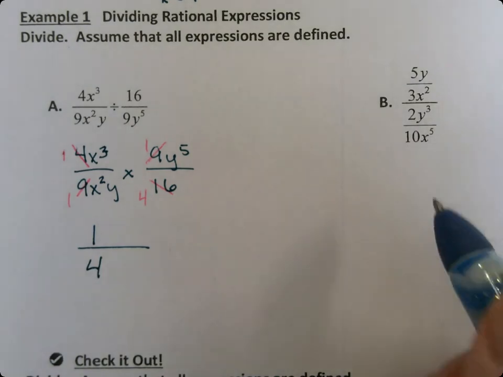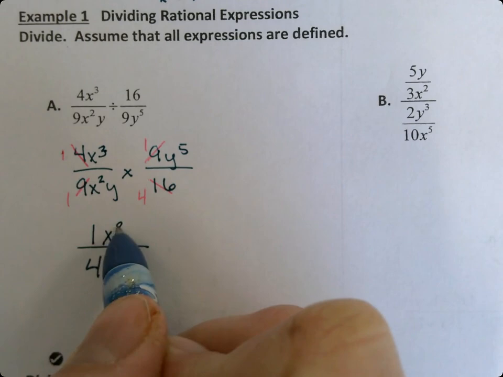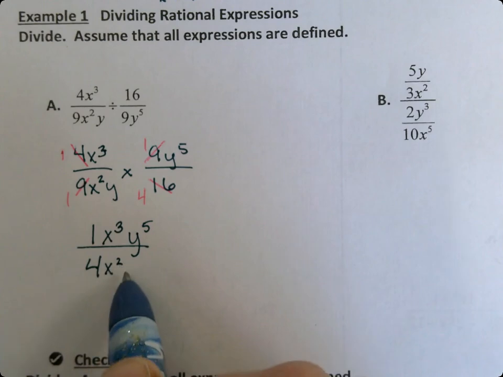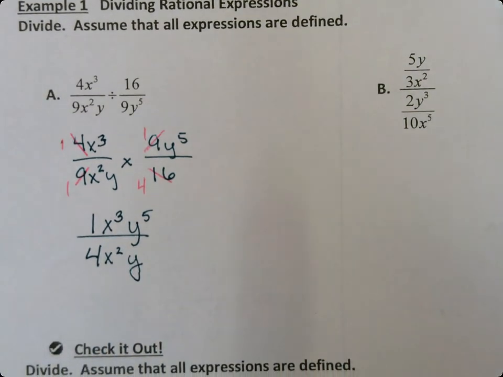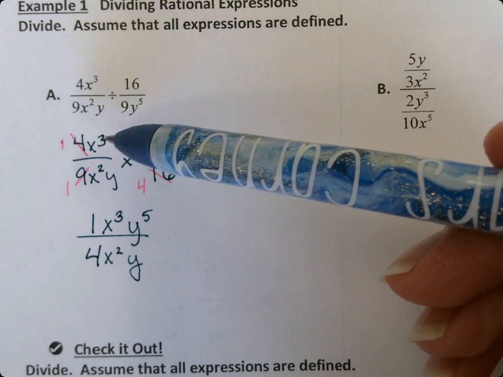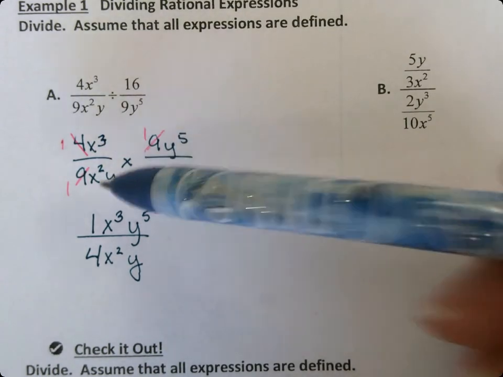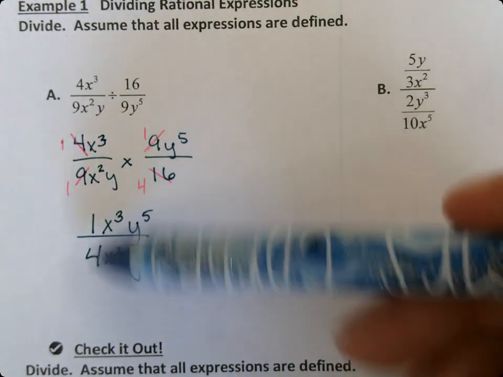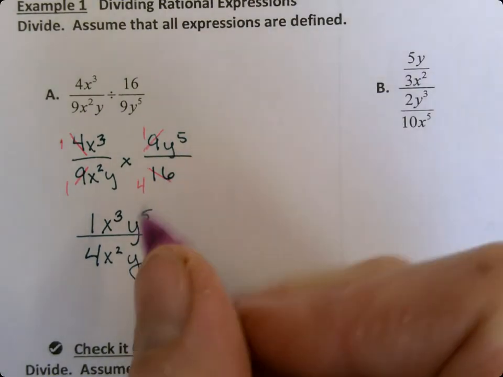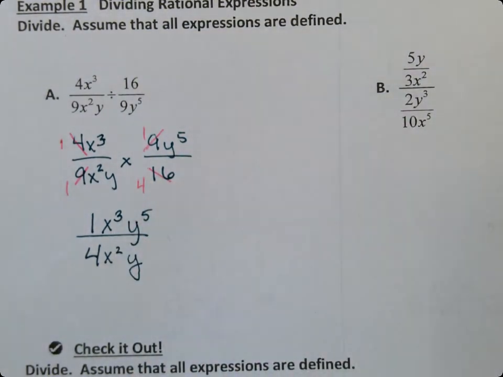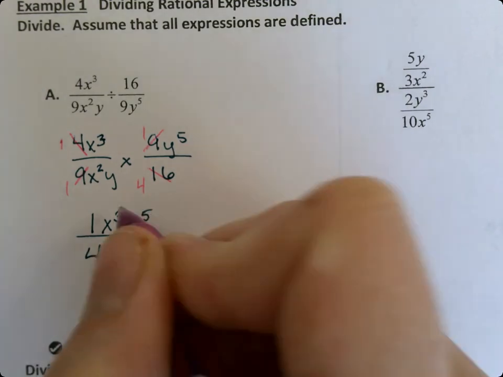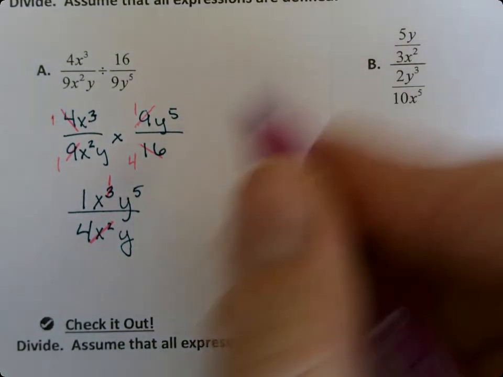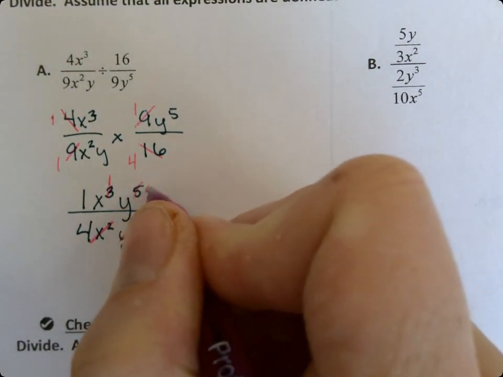What about the variables? Let's clean those up. In the top, I have an x to the third and a y to the fifth. In the bottom, I have only x squared and only y. So if you want to, you could have cross-canceled your variables and your numbers at the same time, but I would like to reduce my numbers so they don't get too big. And then I'm going to clean up all the variables and then cancel. Who has more x's? The top. So we're going to take out 2 of these and we're left with x to the first on top. Who has more y's? The top. So there's 1 down here, take it out, and there's 4 left here.